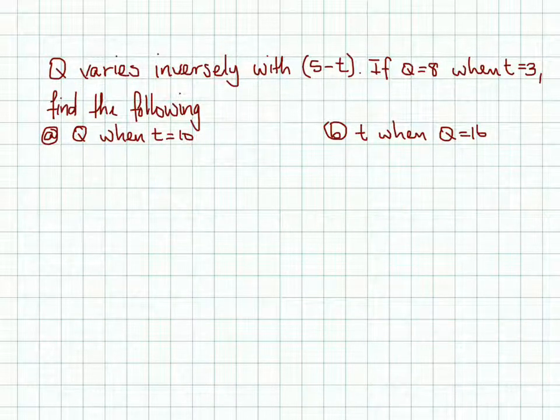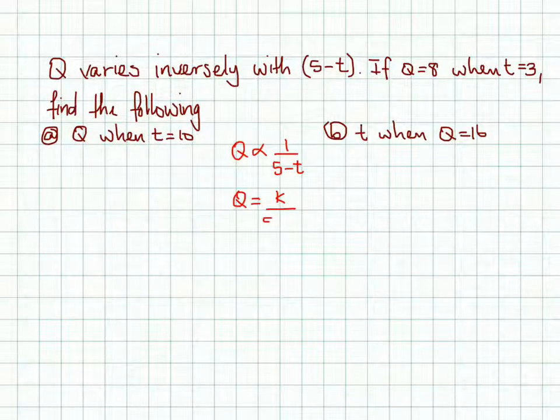The minute they tell us that, I'm going to straight away write down Q. I should actually use what I've been given, so I'm going to use a capital Q. Q varies inversely as 5 minus t. Obviously, replace my proportionality symbol with equal: Q equals k over 5 minus t. Alright, now let's see what other information they gave us.